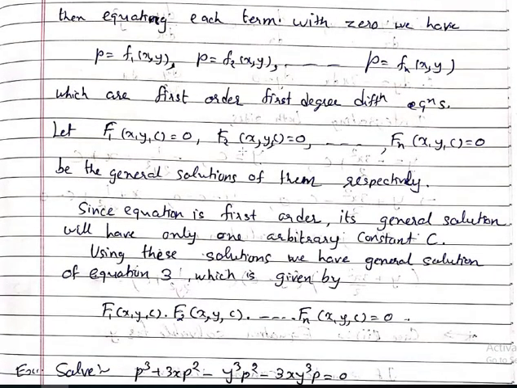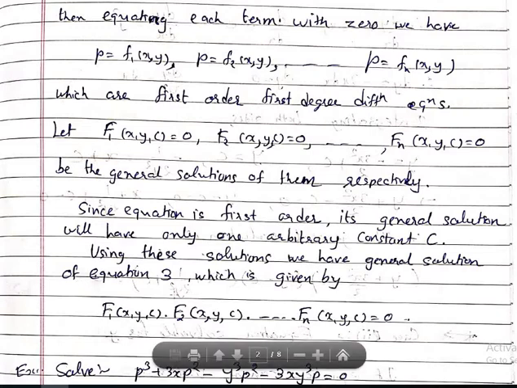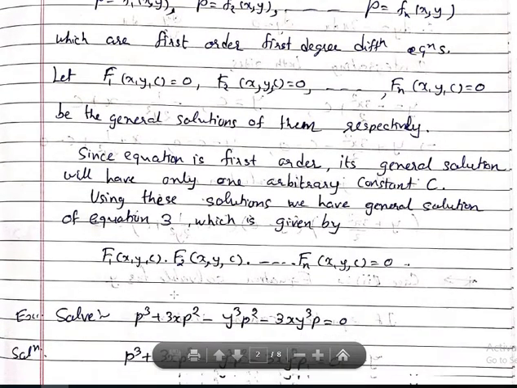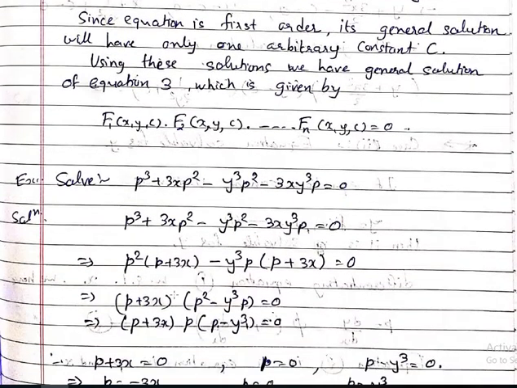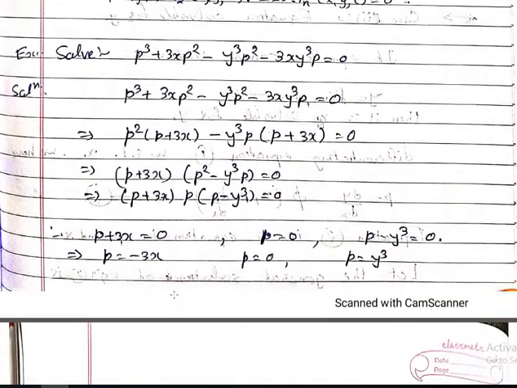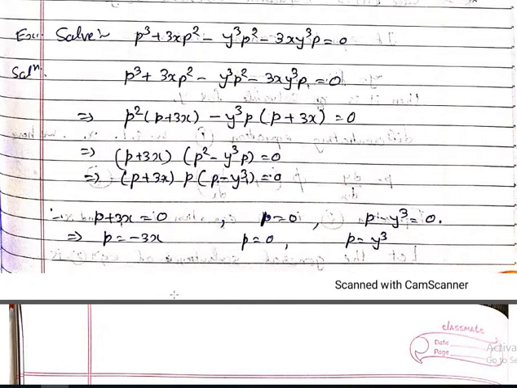Now, using each solution, we write the general solution of the equation by multiplying them. That is, F1 of x, y, c into F2 of x, y, c into Fn of x, y, c is equal to 0. Check out this for one example.